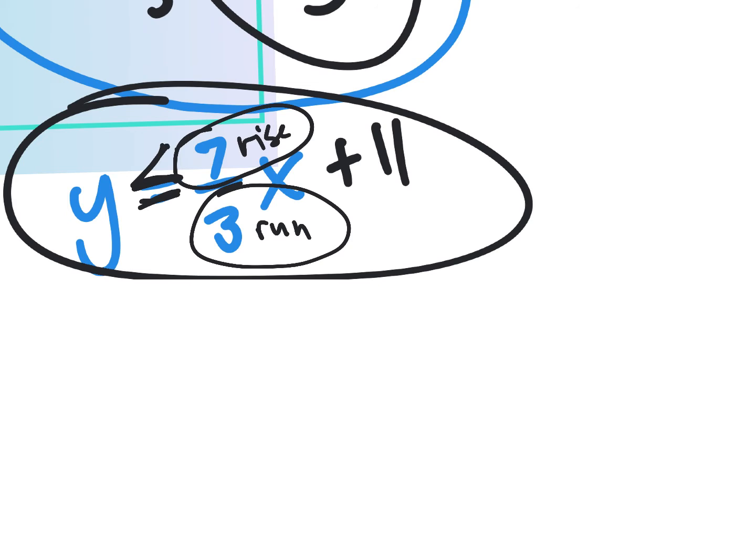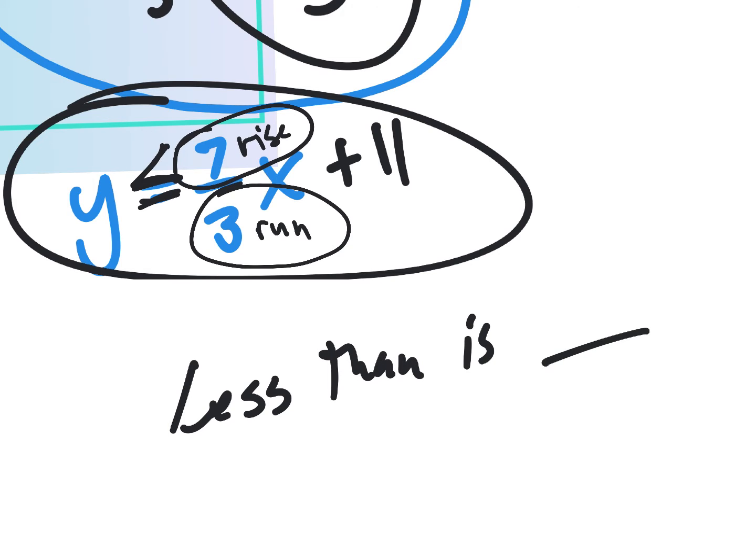If it's less than, everybody write less than is, and you fill it in. Do you think you shade under or over? Turn it my way and I'll tell you if you're right or not. Okay. Yep. Yep. Yep. And some people said under and some people said below. Less than is under or below.